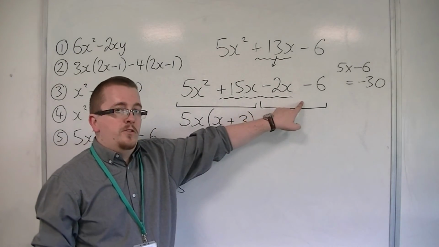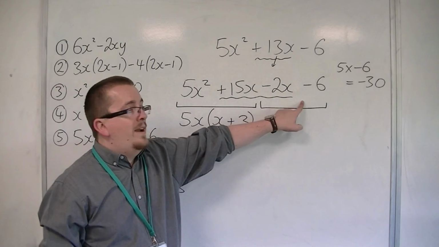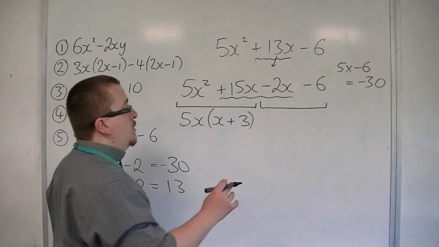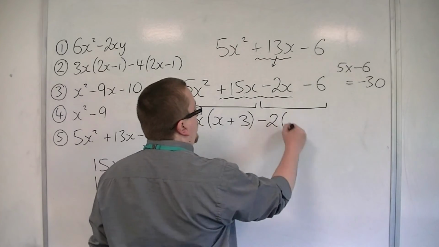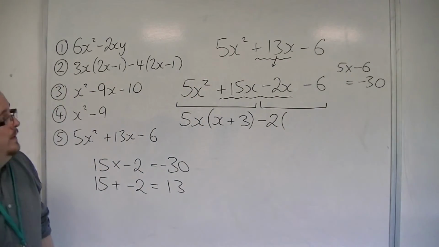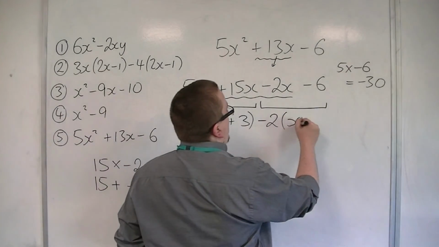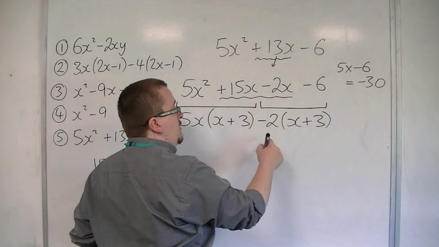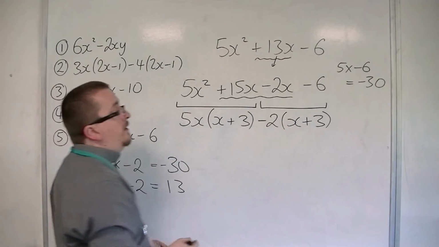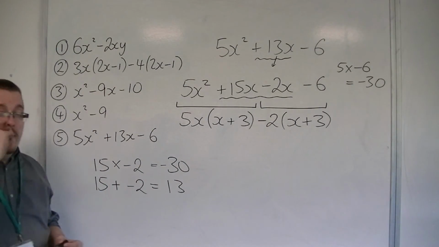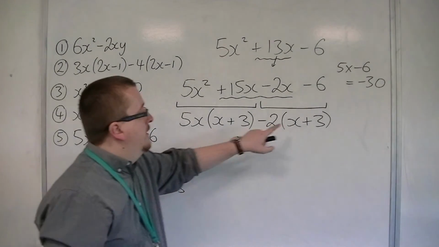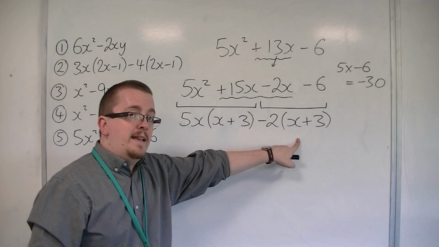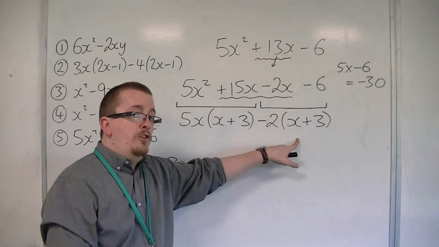Now look at the second two terms. Minus 2x minus 6. They have a common factor of minus 2. So that's what I'm going to pull outside the bracket. Inside the bracket, I would have x plus 3. Minus 2 times x makes the minus 2x. Minus 2 times 3 makes the minus 6. Now what you should find is that the two brackets that you have here should be exactly the same. If they're not, you've made a mistake.